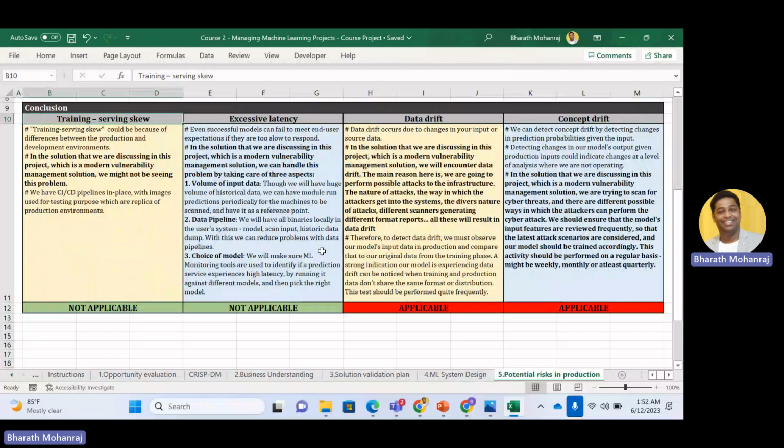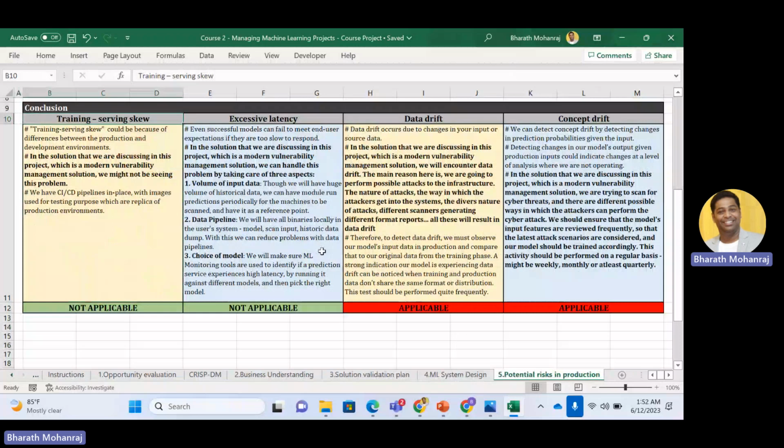Latency, again, I don't see any problem with latency in our project because we are going to have everything executed at the edge devices. We have the model already available at the edge device. Scan metadata is going to be readily available. It is just about triggering the scans and generating the report. So that's not going to impact the latency side.